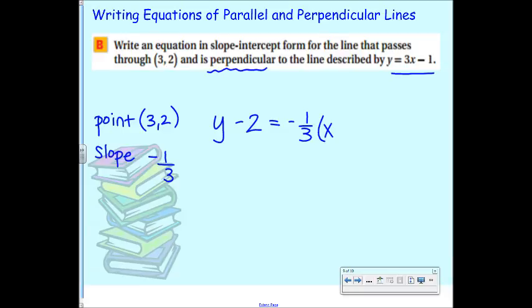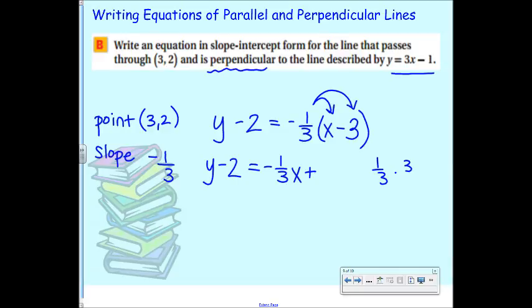Okay, so Fatima, what do I have to do first again? I have to distribute. And again, we are not going to freak out just because it's a fraction. All right, so we've got y minus 2 equals negative 1/3 x. And then this is a negative times a negative, so that's going to give me a positive. So I'm going to do 1/3 times 3 over 1. What's 1 times 3? 3 times 1. So that really just gives me 1. And then last thing, minus 2 becomes a plus 2.